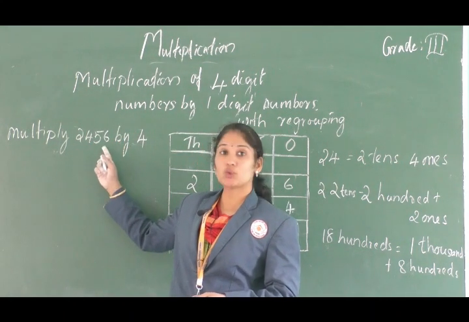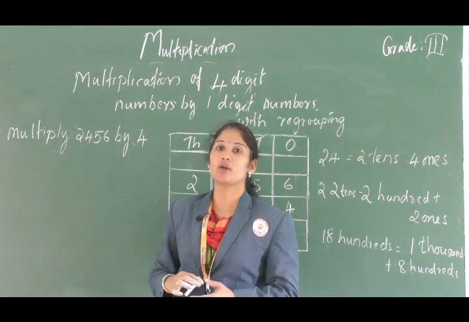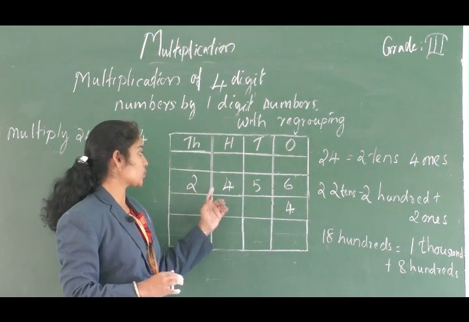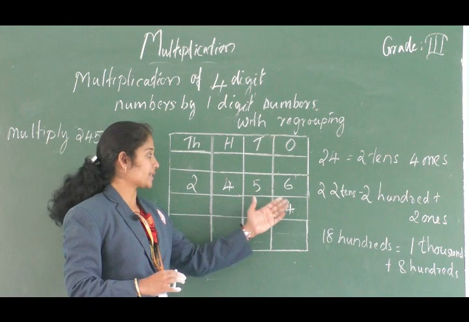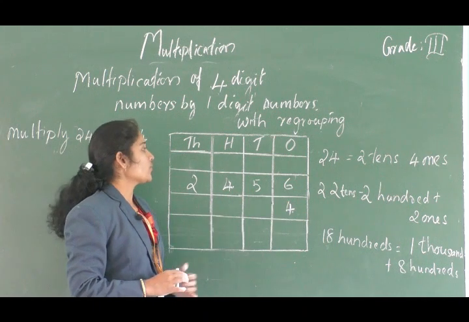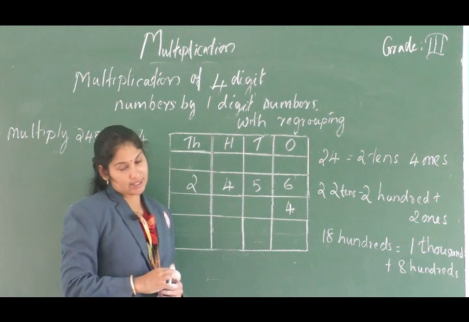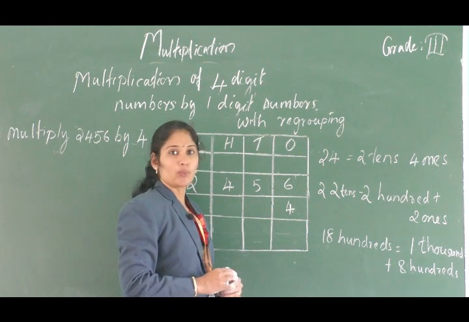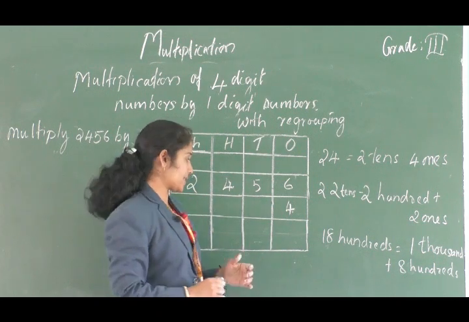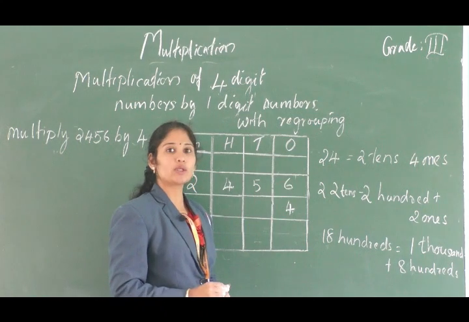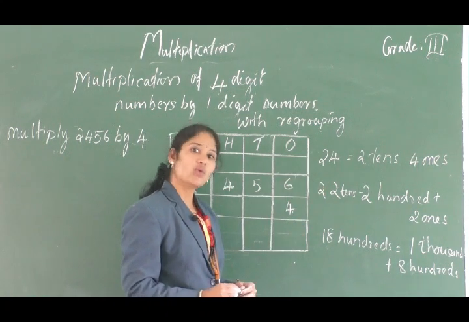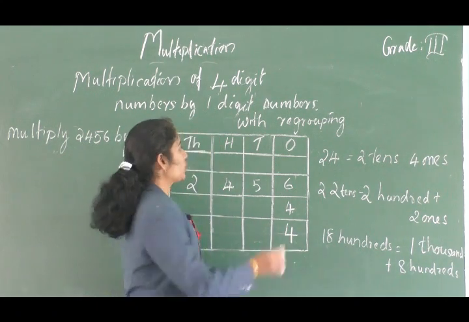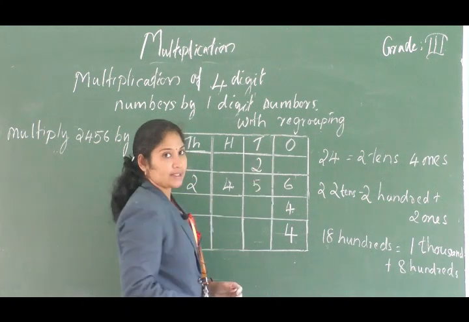Children, our next topic is multiplication of 4-digit number by 1-digit number with regrouping. First question, multiply 2456 by 4. We can write in a place value chart. The multiplicand is 2456. The multiplier is 4. So first we have to multiply which place? Yes, ones place. Ones place we have 6 ones and 4. What is 6 into 4? Yes, 24. 24 we can regroup into 2 tens and 4 ones. 4 we can write in the ones place and 2 will carry over to the tens place.